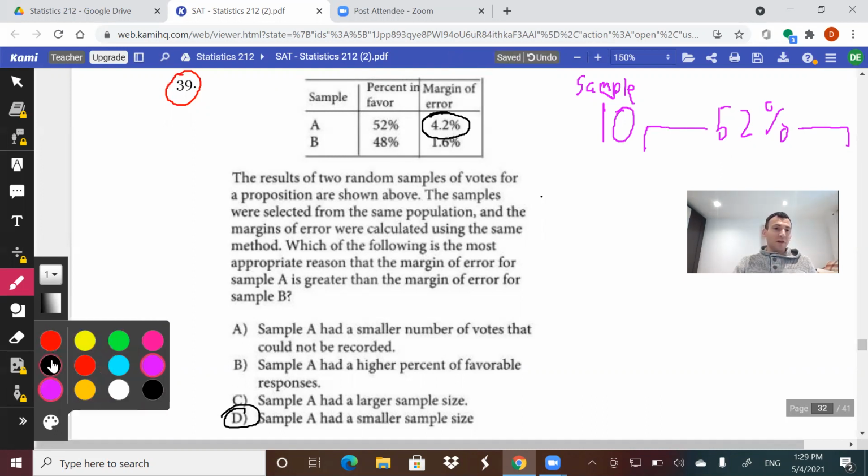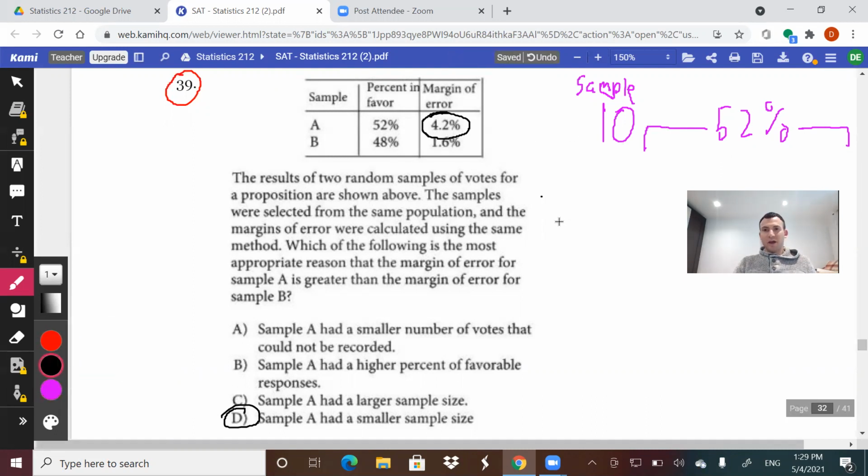But if my sample goes from 10 to, let's say, 10,000, then I can feel a lot more confident that what I got is a lot closer to what would happen if I asked everyone. So the larger your sample gets, the more your margin of error shrinks, right? Your sample size goes up, your margin of error goes down.